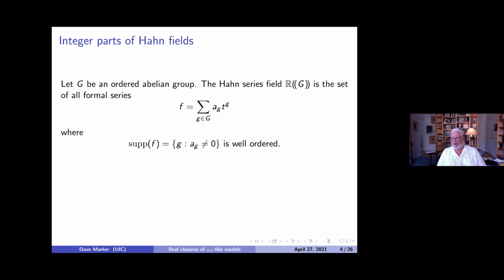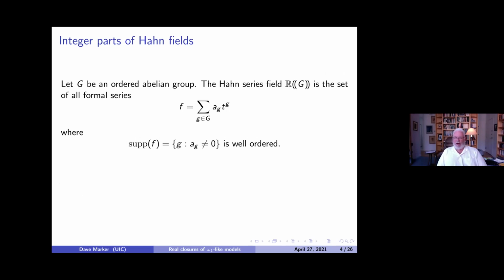So is anything true in the uncountable case? The first thing I want to argue is that knowing you have some amount of uncountable saturation isn't enough to get you a good integer part. And this is one of my favorite constructions. So I start with G, an ordered abelian group. Well, this makes sense for any ordered abelian group, but let's assume it's divisible, so that for any element G, you can always find a G over N.